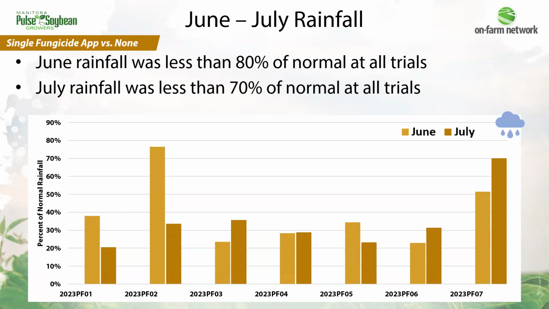Here's the percent normal rainfall for these trials leading up to flowering in June and following application in July. Each of these paired bars is an individual trial, with a lighter colored bar on the left representing June rainfall and the bar on the right is July rainfall. At each trial in 2023, June rainfall was less than 80% of normal, and July rainfall was less than 70% of normal at all trials.